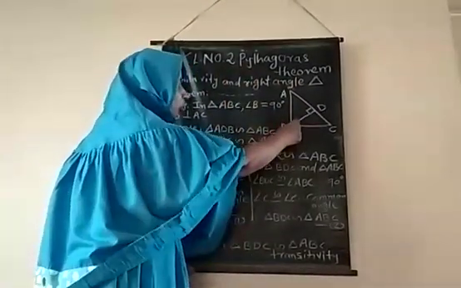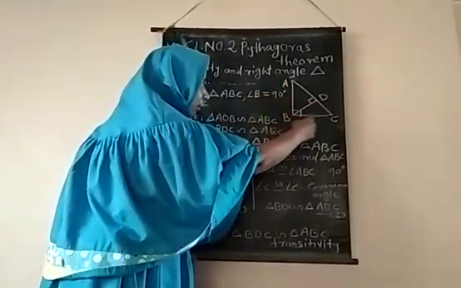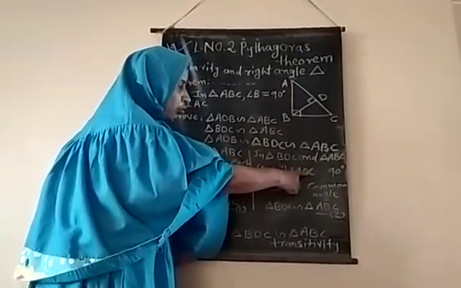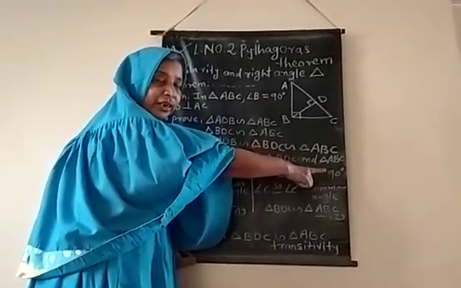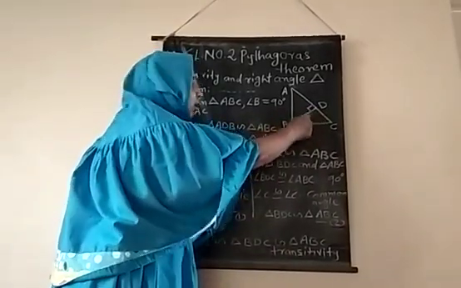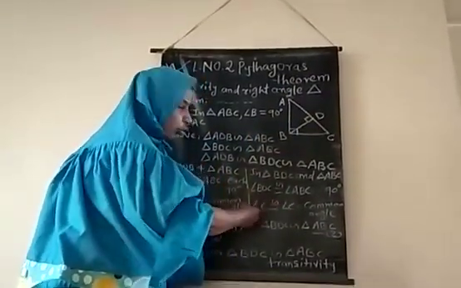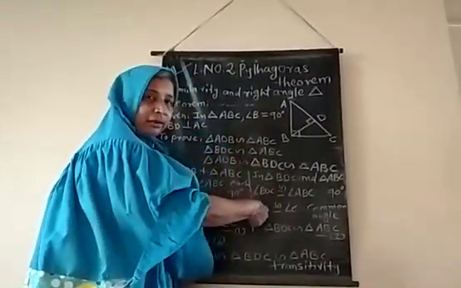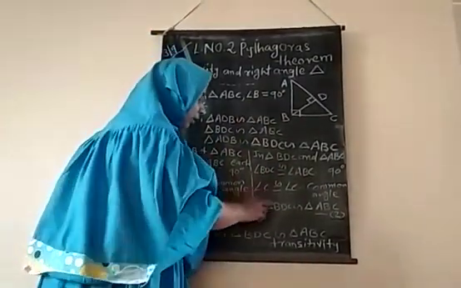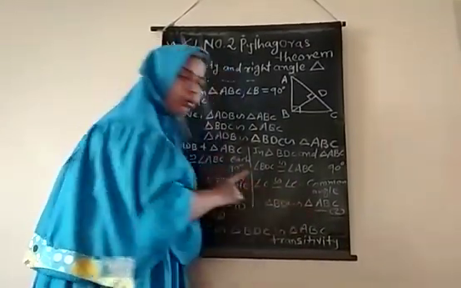In this triangle, angle D is 90 degrees, and in triangle ABC, angle B is 90 degrees. Therefore, angle BDC is congruent to angle ABC, and the reason is each 90 degrees. Now, in this triangle BDC, angle C is there, and in ABC also angle C is there. So angle C is common between the given two triangles. So angle C is congruent to angle C. Therefore, again the two triangles, BDC is similar to ABC.